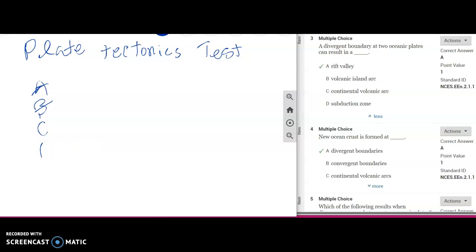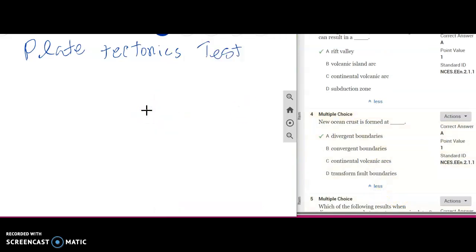We're going to look at number 4. Okay, so number 4 says, new ocean crust is formed at what? Now, this is a really, really general question. Super, super general question. New oceanic crust is formed at divergent boundaries. It would not be formed at convergent boundaries because that would have subduction there. It could not be a continental volcanic arc because that's not oceanic crust. And it couldn't be a transform fault boundary because that doesn't cause any landform like a new ocean crust or mountains or islands or anything like that. So the correct answer for number 4 would be divergent boundary. Super, super general on that one.